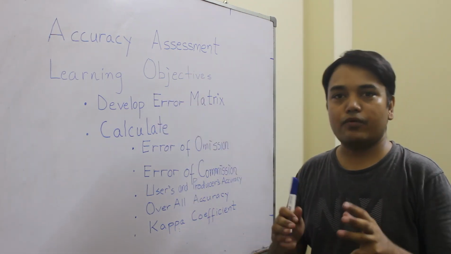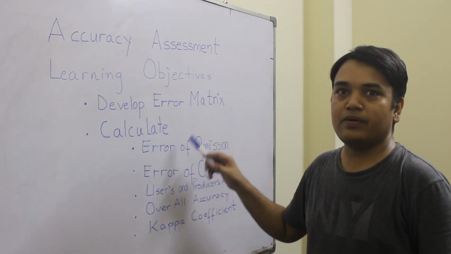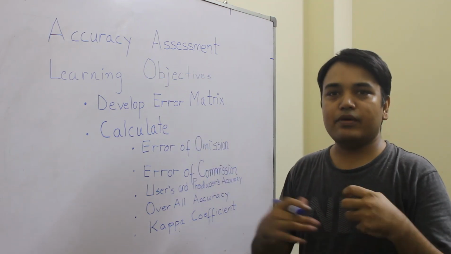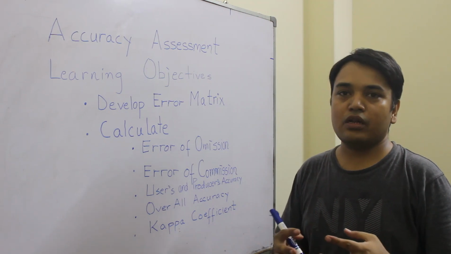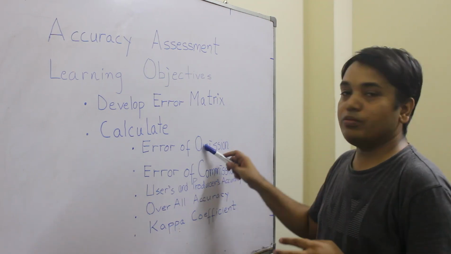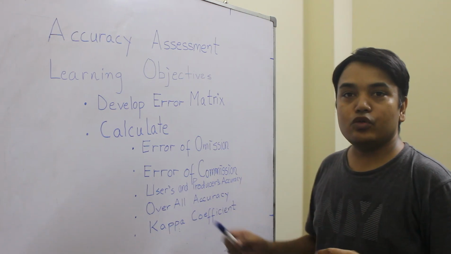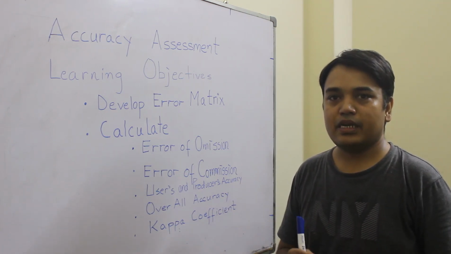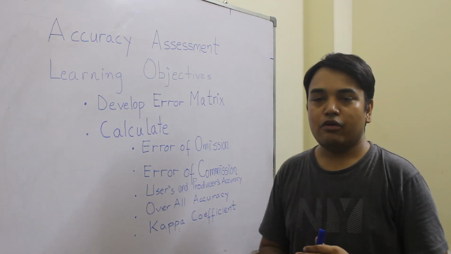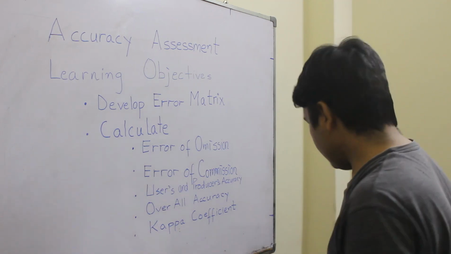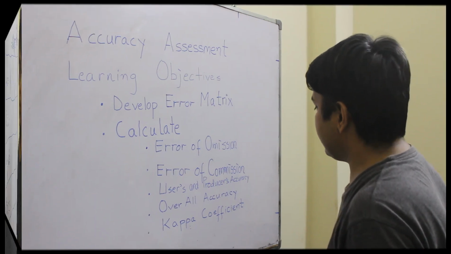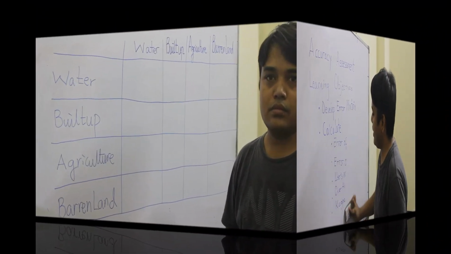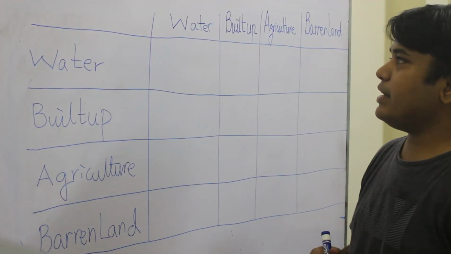First of all, we will understand an error matrix. We will do it on this board, and then we will sit at the computer and calculate all the statistics, which include omission error, commission error, user and producer accuracy, overall accuracy, and kappa coefficient. Let's first see what an error matrix is. So now let's understand the error matrix.